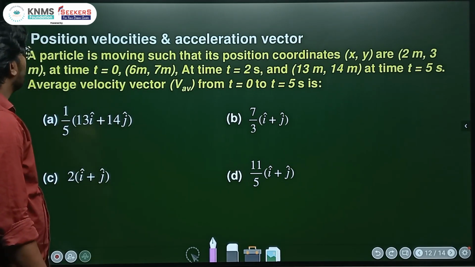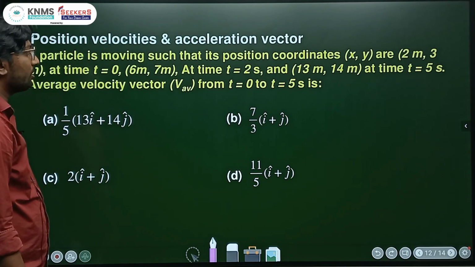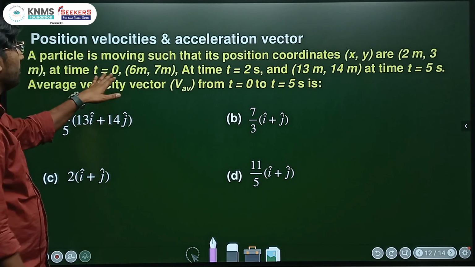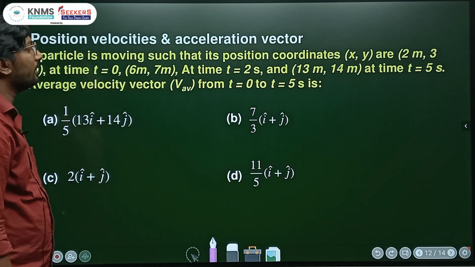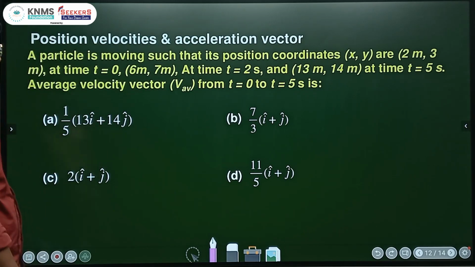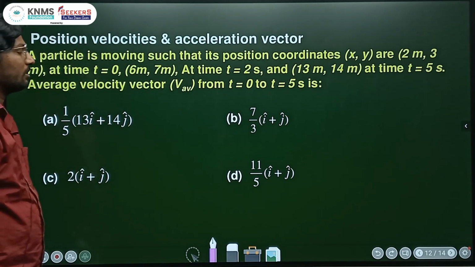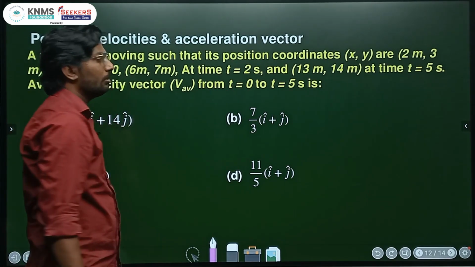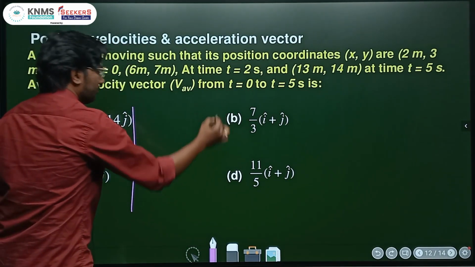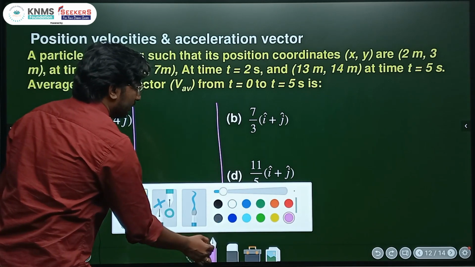Let's see the question. A particle is moving such that its position coordinates are (2, 3) at time t equal to 0, (6, 7) at time t equal to 2 seconds, and (13, 14) at 5 seconds. The average velocity vector between what time frames? 0 to 5 seconds. So to understand this question, first we need to know how to write the velocity vector.